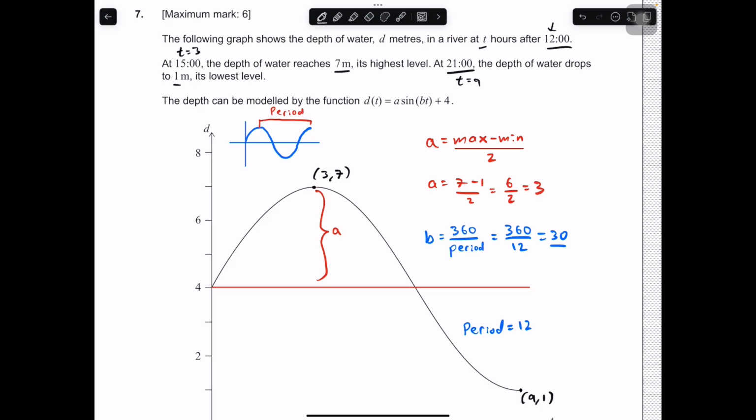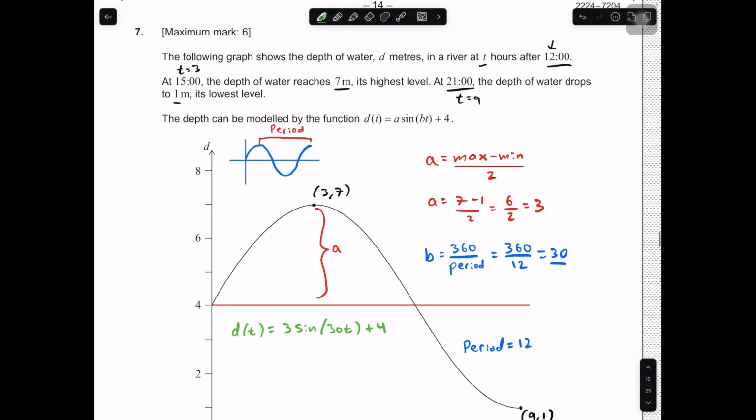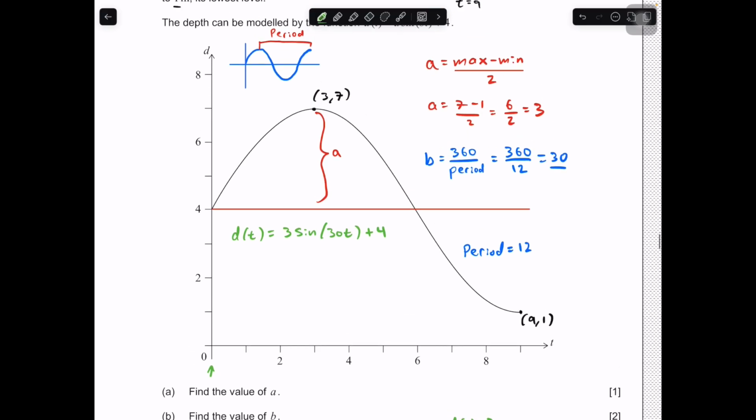So we know that, I'll use a different color, the depth at time t is given by 3 sine of 30t plus 4. Alright. And what they're asking us to do is find the first time after 12, so essentially after this point, when the depth is equal to 3 meters. So when the depth is equal to 3, or when d(t) is equal to 3. So let's go ahead and substitute 3.